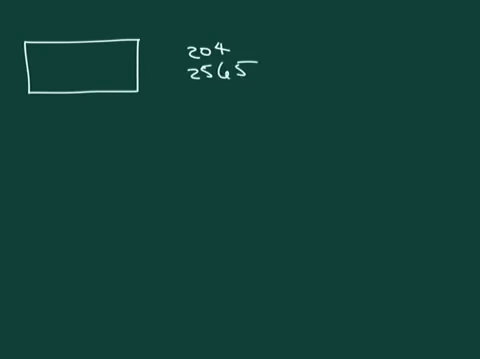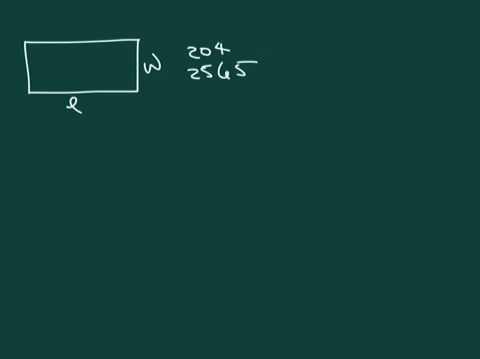We don't care about any of that. An architect wants to lay out a rectangular piece of land. All right, so we've got this rectangular piece of land that we're going to build a building on. And the perimeter is 204, and the area is 2565. All right, so let's call this the length and this the width.